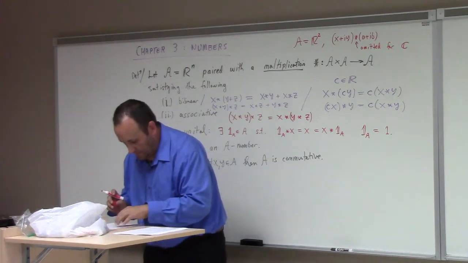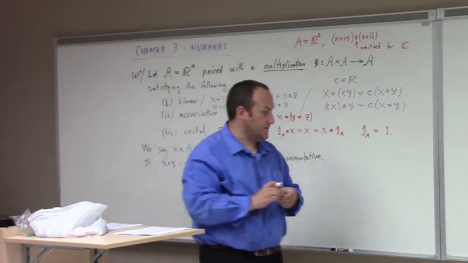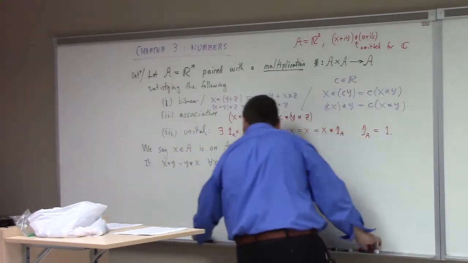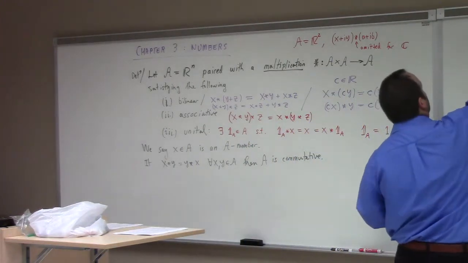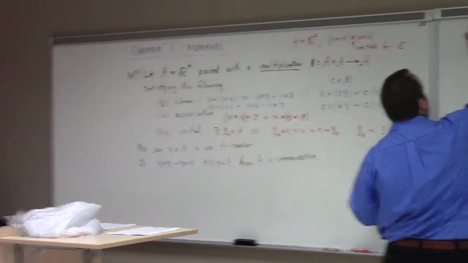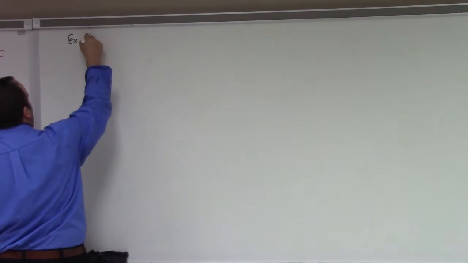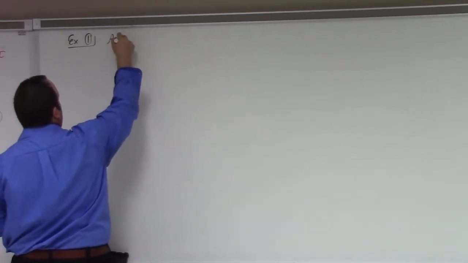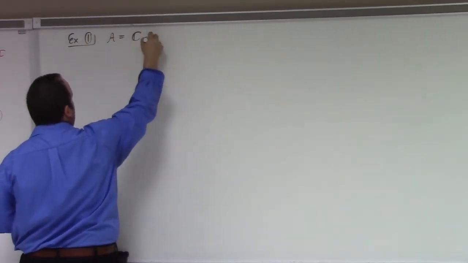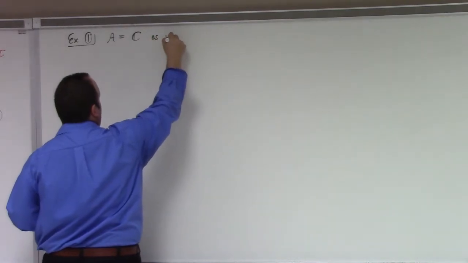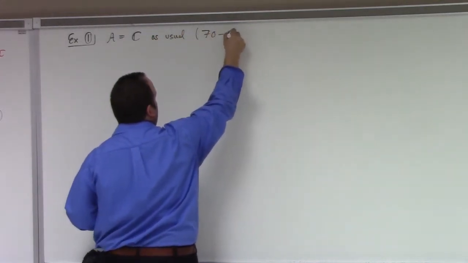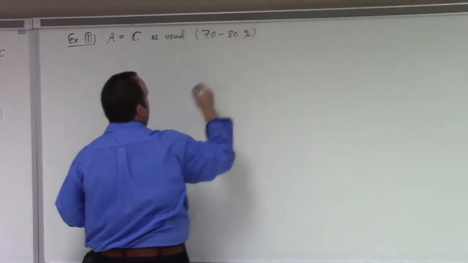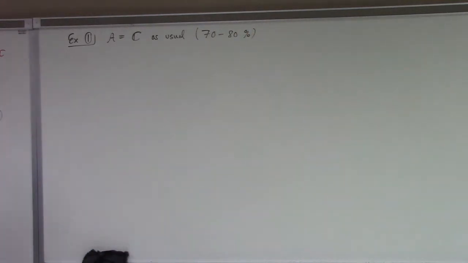So let me give you some other examples, and then I'll get into some more of the general way we can think about this. So here's the other two primary examples I have in mind for you guys. Let me, again, just to reiterate, example 1 is A equals the complex numbers as usual. And again, just to summarize, that's at least 70, 80% of this course, right? 70, 80% of what we do in here is that.